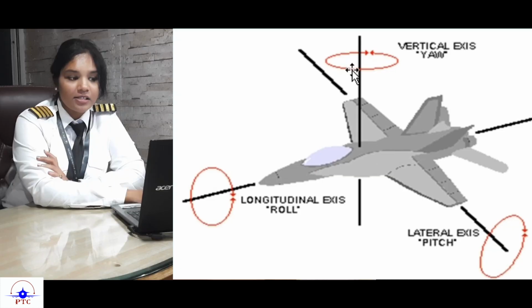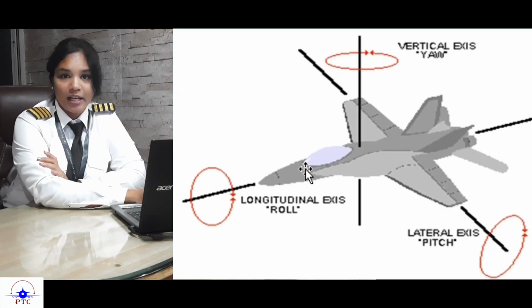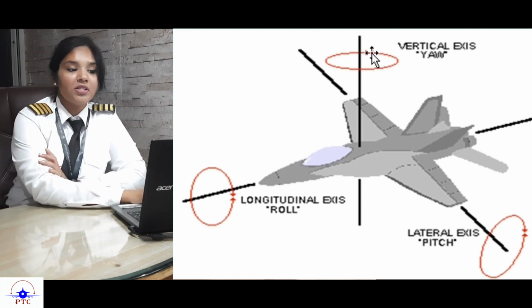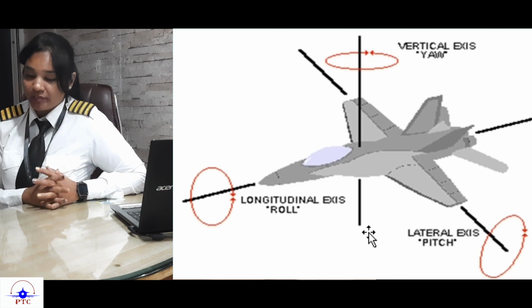Now moving on to the axes of the aircraft. If you see in this video, you have three axes. That is the longitudinal axis, which extends from the nose of the aircraft to the tail of the aircraft. Then we have the lateral axis, which starts from one wingtip and goes to the other wingtip, and the third is your vertical axis, which goes from the upper to the lower surface of the aircraft. So these are the three axes of your aircraft.